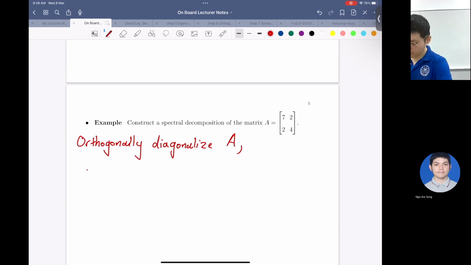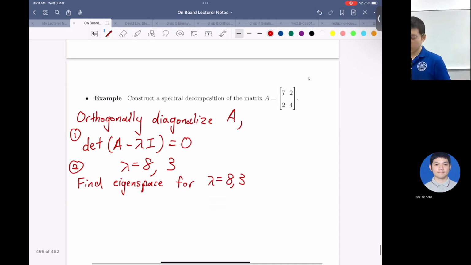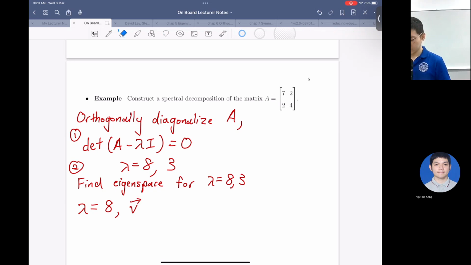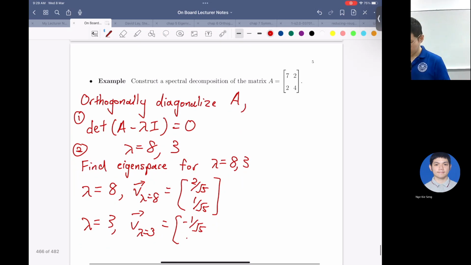So what do you do first? You go and get your characteristic polynomial, det(A - lambda I). And then you will find out that lambda is equal to 8 or 3. Then you find the eigenspace or eigenvector for each lambda. The first one is 2 divided by square root 5, 1 divided by square root 5. And the second, for lambda equals 3, is minus 1 over square root 5, then 2 over square root 5.